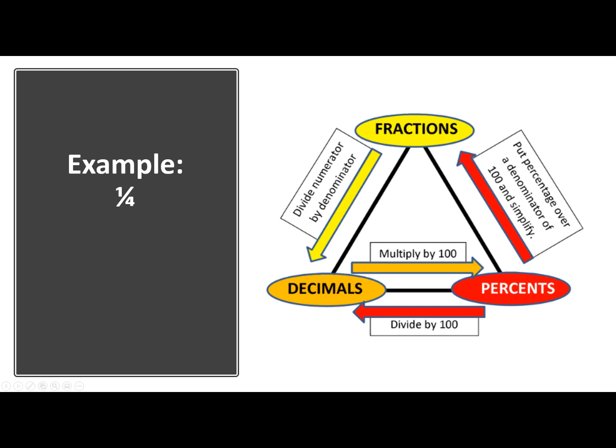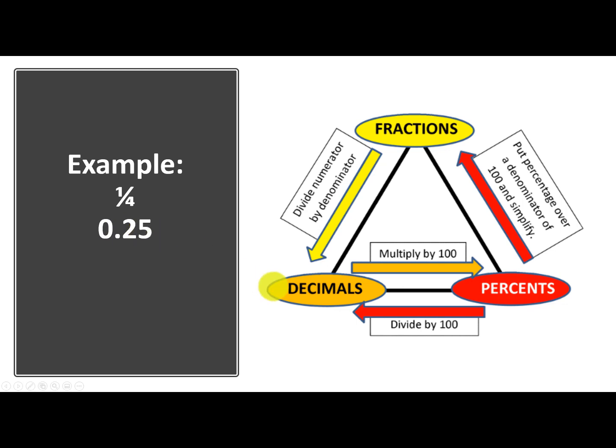So here's a nice diagram showing you the different steps of converting one to the other. Here we have a fraction 1 over 4, or 1/4. To change this to a decimal, so we're going from a fraction to a decimal, we divide the numerator by the denominator, and you should get 0.25. That should make sense. So 1/4 of a dollar is 25 cents.